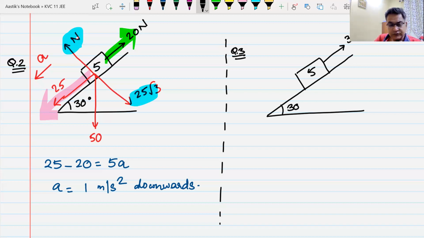And upwards, sir. Yes, beta? 1 meter per second square upwards. Everyone got this?